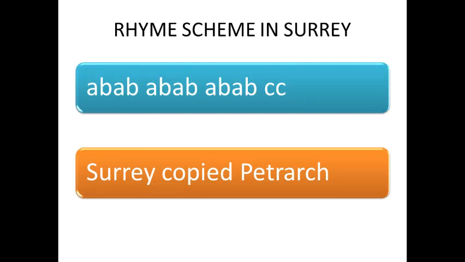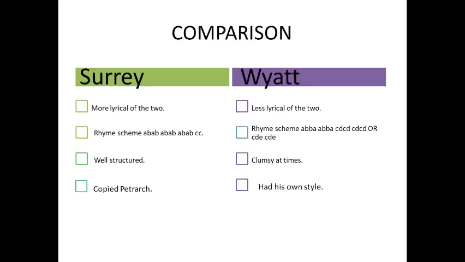Now, both Wyatt and Surrey were imitating the conventional thought patterns of Petrarch. And that is why sometimes it seems to be very artificial and insincere. But of the two, Surrey is the one who is always considered to be more graceful, and he is lyrical also. And if we make a comparison, we could always end up saying that Surrey was the better of the two. Now, if we talk about Wyatt's sonnets, his sonnets were sometimes clumsy. You didn't find it very interesting to read them.